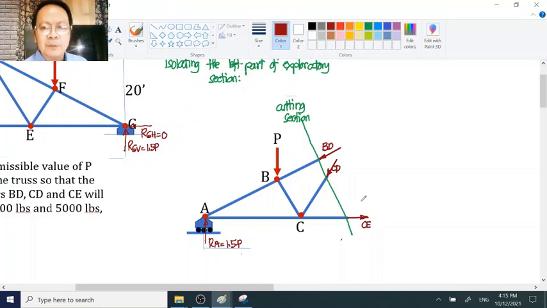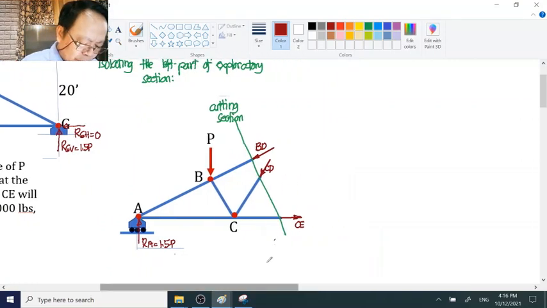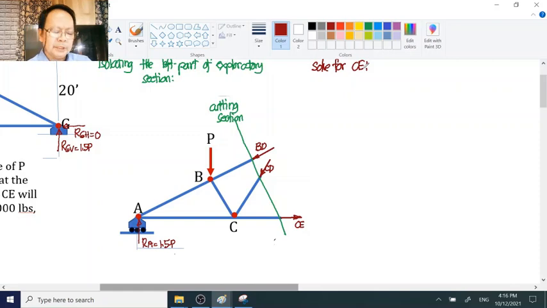Pwede nating i-apply yung summation of forces vertical, o kaya naman yung summation of forces horizontal, o kaya naman summation of moment. Whatever is the appropriate condition na i-eliminate ng dalawa para ma-solve natin ang isa sa mga unknown. Kaya kung titingnan natin dito, halimbawa, we wanted to solve this force acting on member CE. So, target natin ngayon is to eliminate BD and CD. So, halimbawa, sabihin natin, we solve for the force on member CE. Ano? So, anong gagawin natin? We try to eliminate BD and CD.